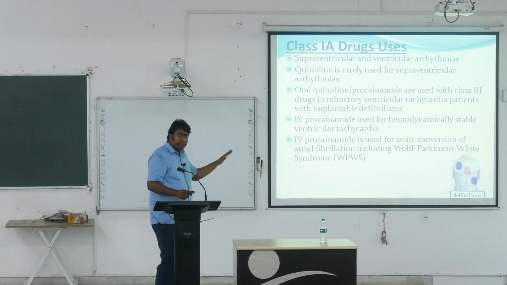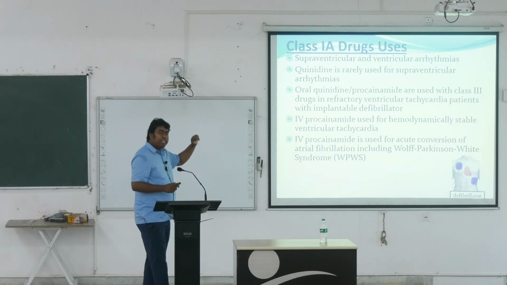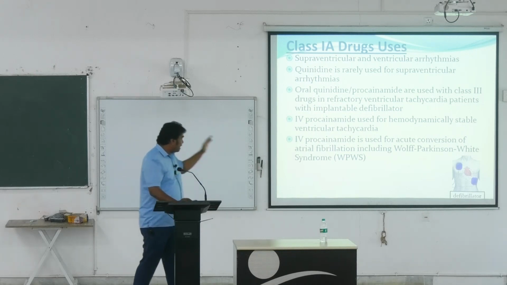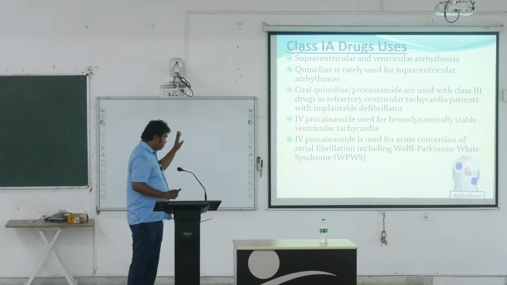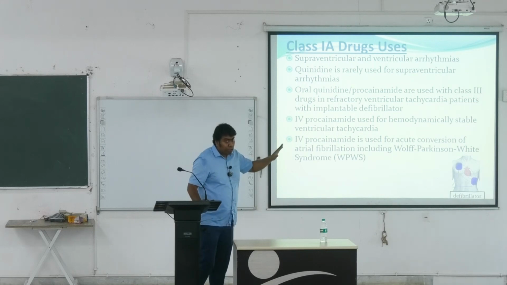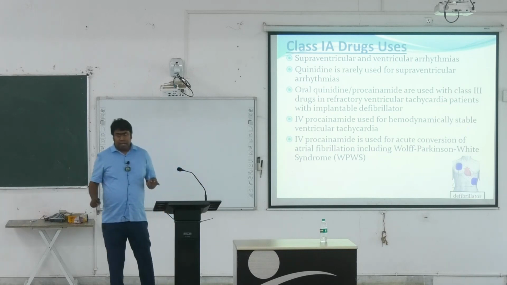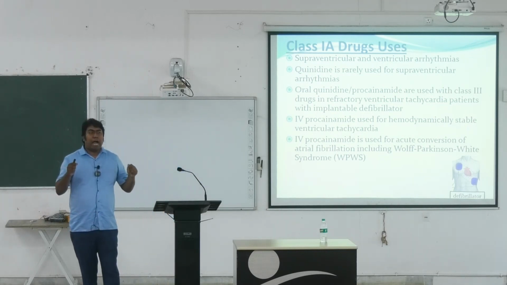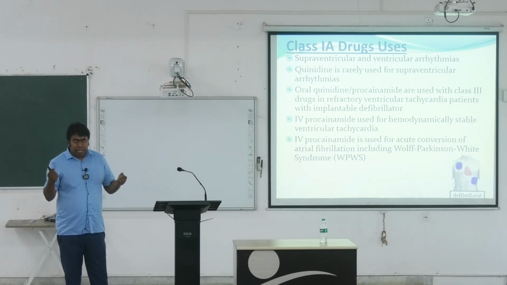Class 1A: quinidine, procainamide. Primarily used in ventricular arrhythmia, with some role in supraventricular also. In case of refractory ventricular arrhythmia, quinidine and procainamide along with class 3 can be used. IV procainamide is used for hemodynamically stable, not unstable, ventricular tachyarrhythmia. If hemodynamically unstable, for most arrhythmias the treatment of choice is cardioversion.